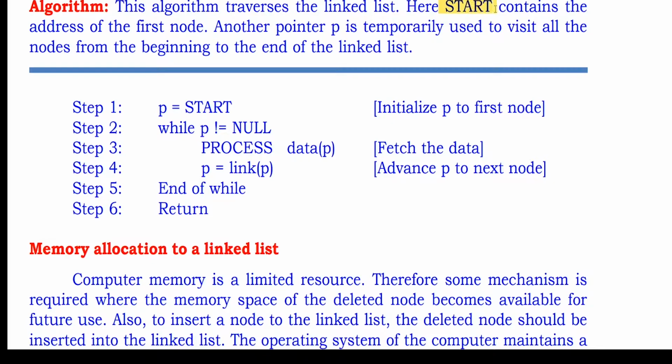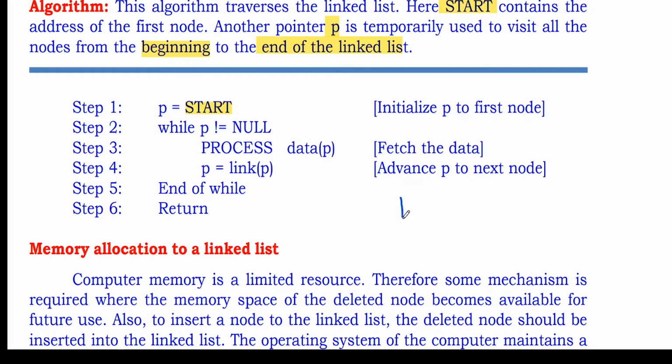Start always gives the address of the first node, and the pointer p I'm using is temporarily used to visit all the nodes, from the beginning to the end of the linked list. That's the traversing of a linked list. So let us take p equal to start. What does start mean? Start always contains the address of the first element.